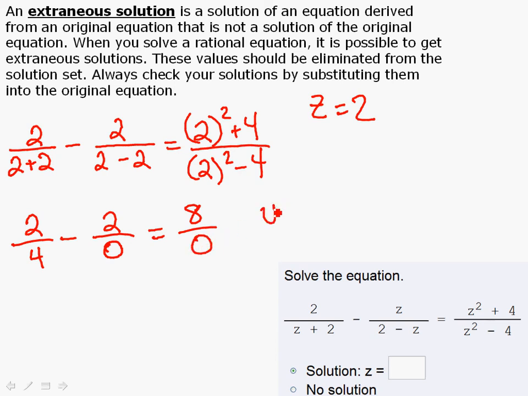So this is undefined. When we divide by 0, remember we cannot divide by 0, so therefore there is no solution. Okay, so for this one there's no solution because z being 2 does not work in this particular situation.